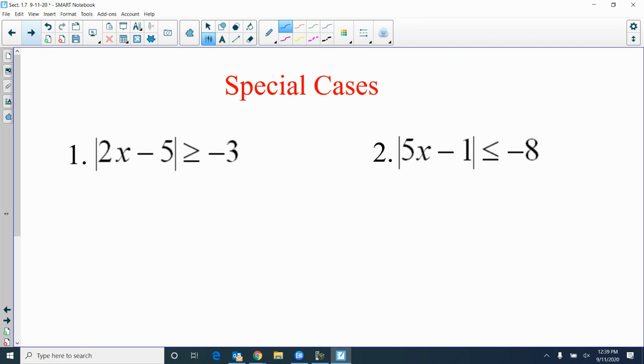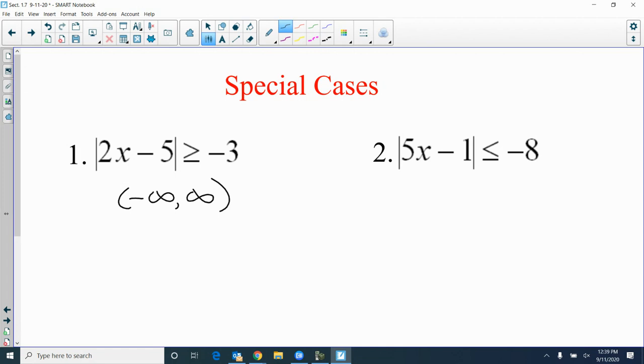Now, does the number 6 work for the first one? If you plug in 6, will it work? 12 minus 5 is 7. Is the absolute value bigger than -3? Yeah. Will -2 work? 2 times -2 is -4, minus 5 is -9. Absolute value of that is 9. It works. What's our answer for this one? All real numbers. Everything will work. Because the absolute value is always going to be positive, and it always has to be bigger than a negative number. So it's all real numbers. Negative infinity to infinity. Okay?